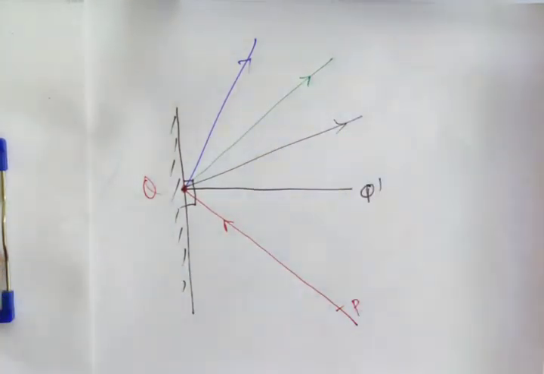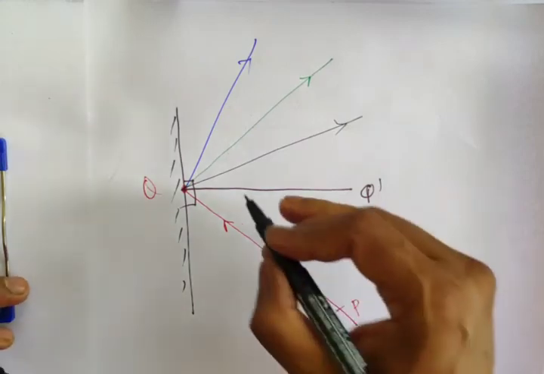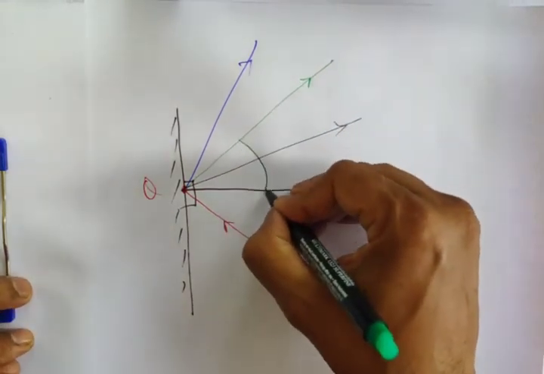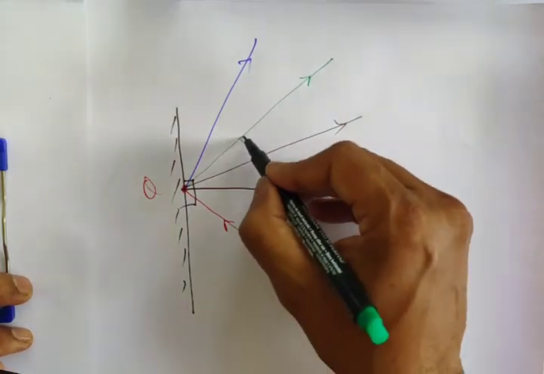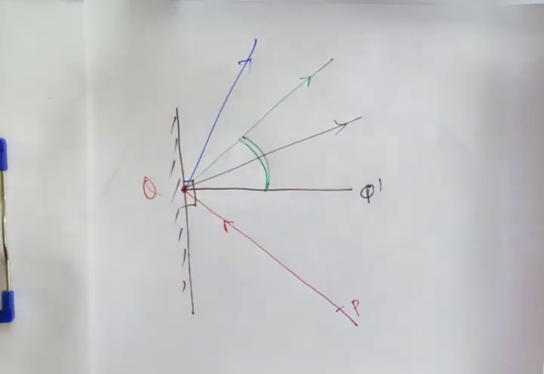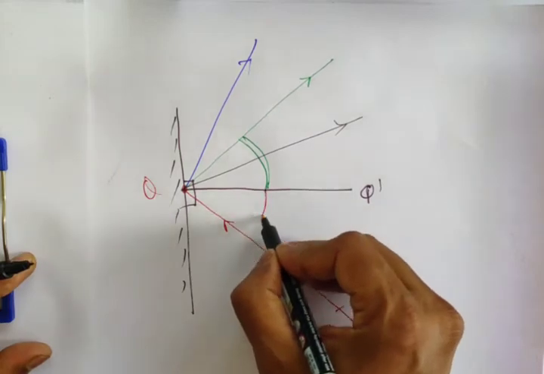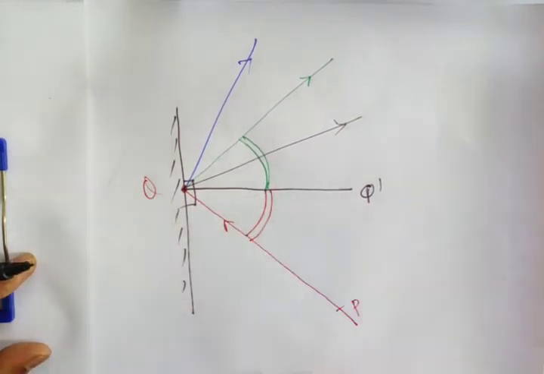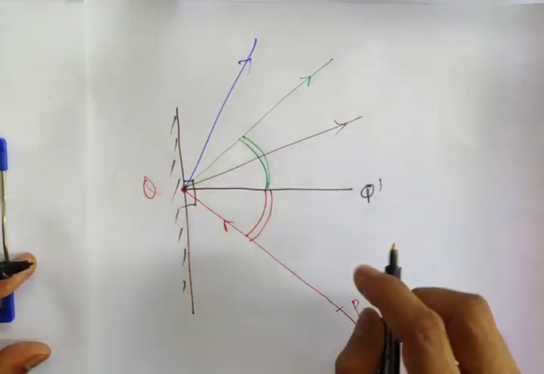Which one would be correct? Correct, children. It will be the green one. Why? The green ray makes the green angle that you see with the normal, and the red one makes the red angle that you see in the figure, and they are always equal.